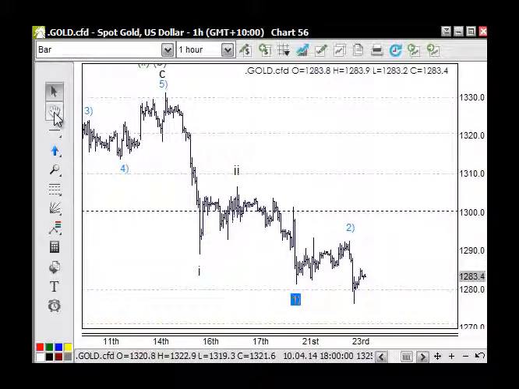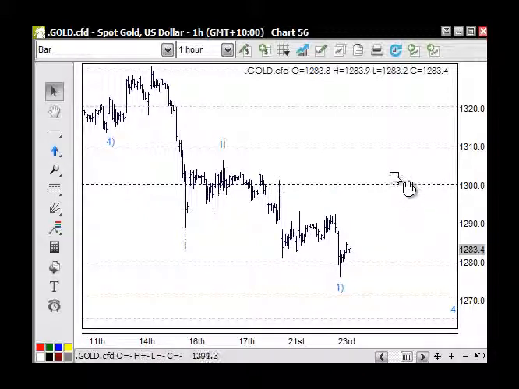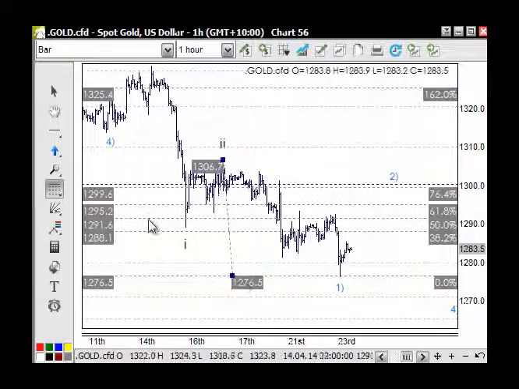But what I also wanted to point out here is that this count in here is a little bit messy, but it also counts quite well as wave 1 here, and having wave 2 pull back to its 50-60% retracement level from here as well. So just want to pop that in here.